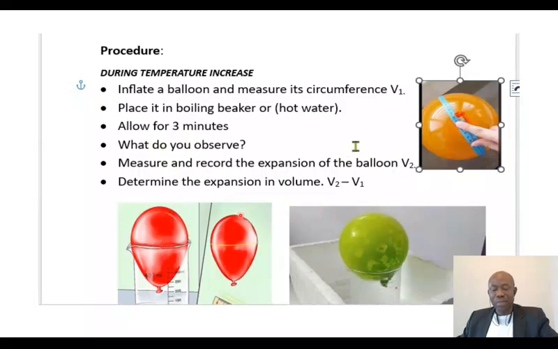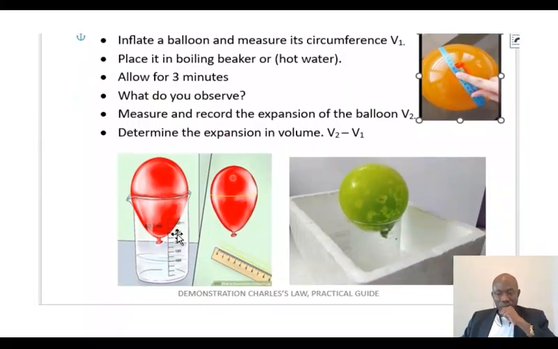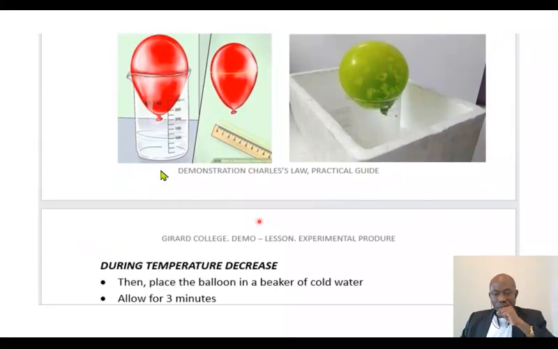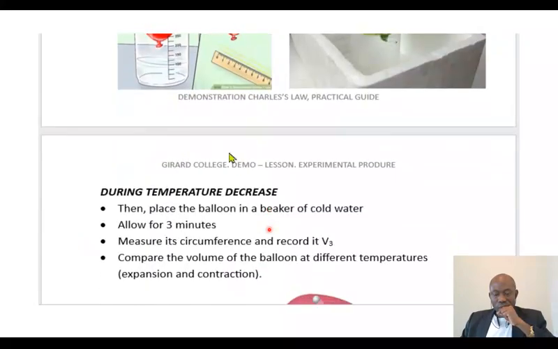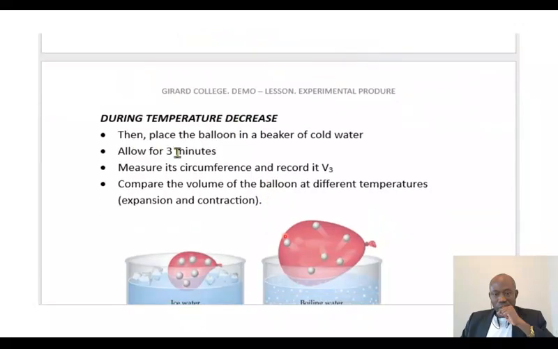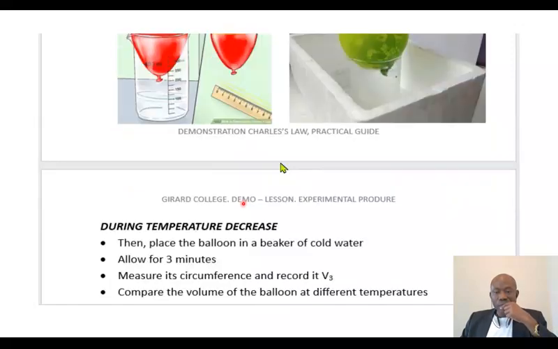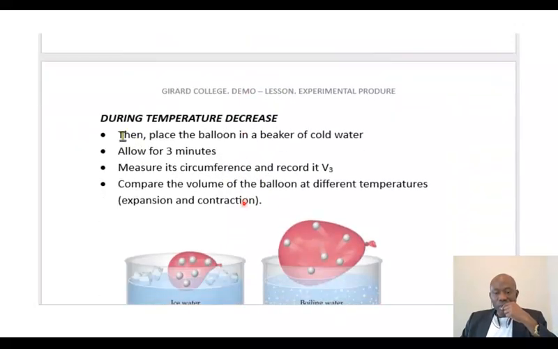Obviously, inside the hot water, it will increase in volume. Use it to explain to the students the benefit of the activities you are doing in a class, the increase in volume. So this explains Charles' law. The next activity is you drop it in ice. You can measure the temperature and the circumference to see the differences in expansion. During temperature decrease, drop the balloon in ice water as a control experiment.